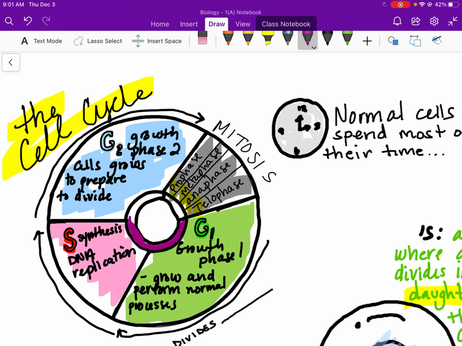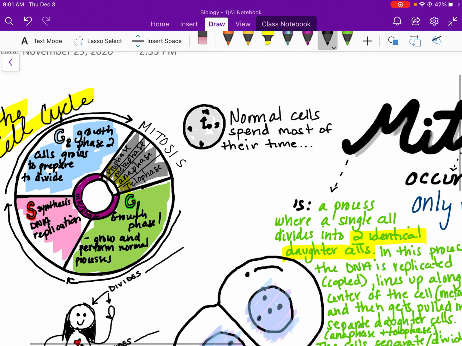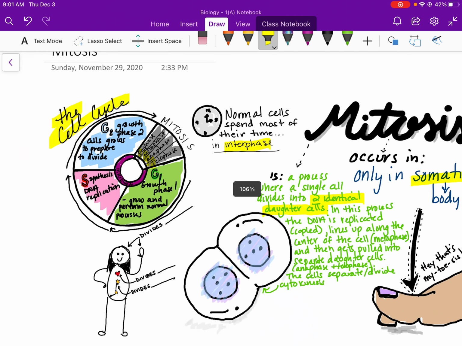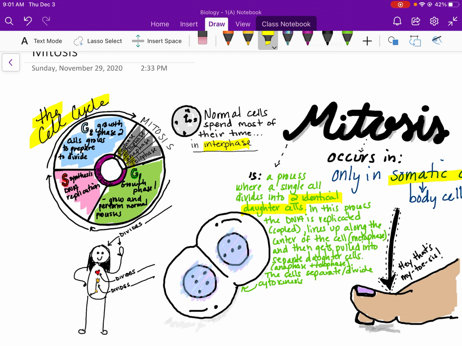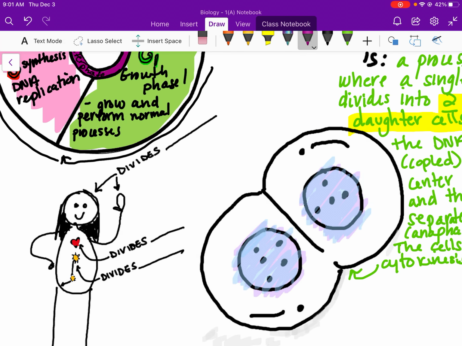And interphase is where cells spend most of their time. As we looked at in the chart, cells are not continually dividing. They divide at different rates. So this process right here is called interphase, and this is where cells spend most of their time. I'm going to highlight that. It's important. So cells spend most of their time in interphase. This mitosis period is relatively short. And this is because cells divide at different rates.